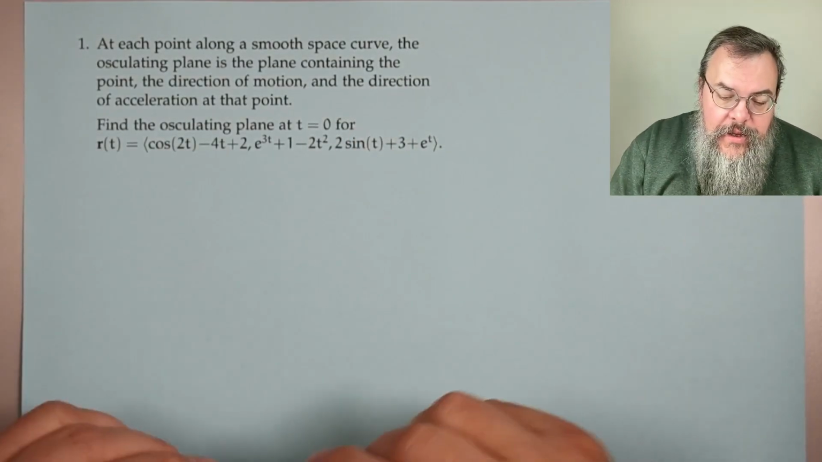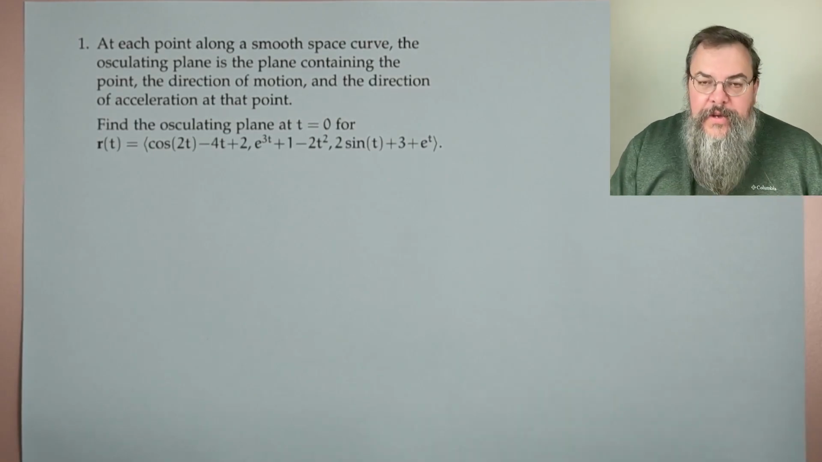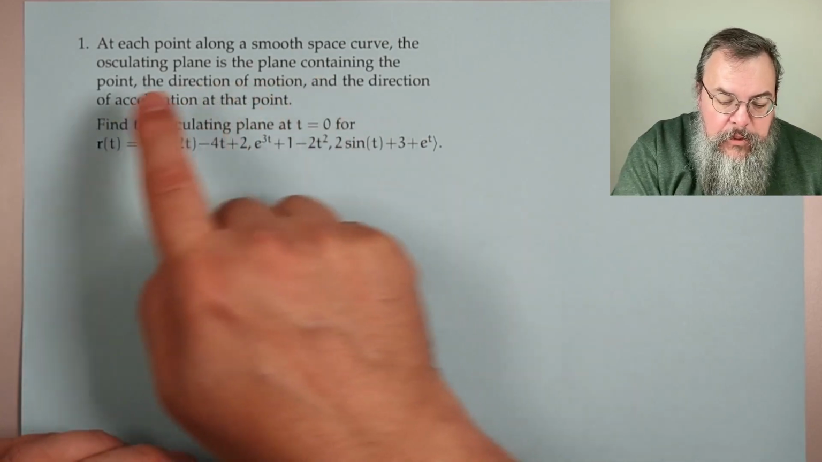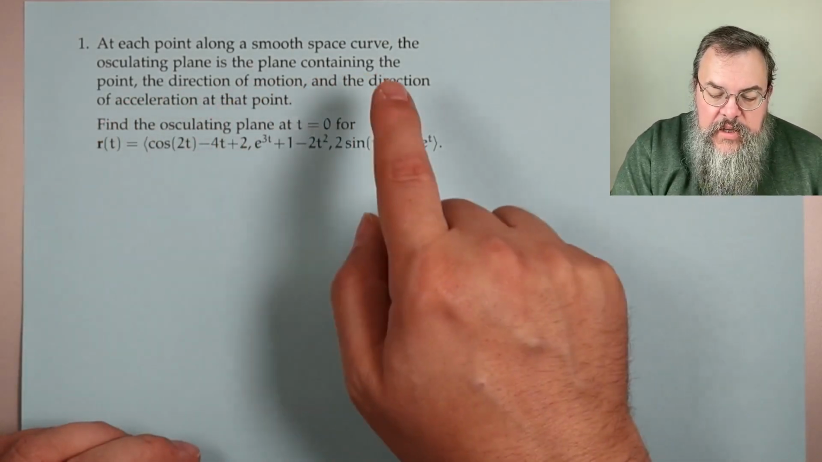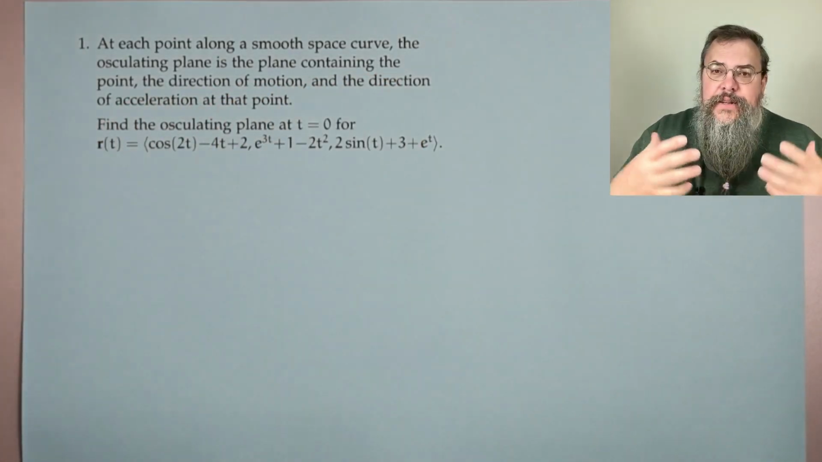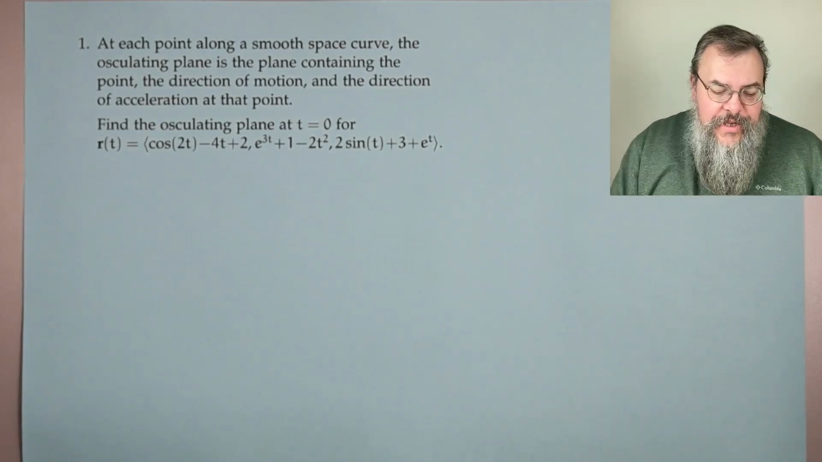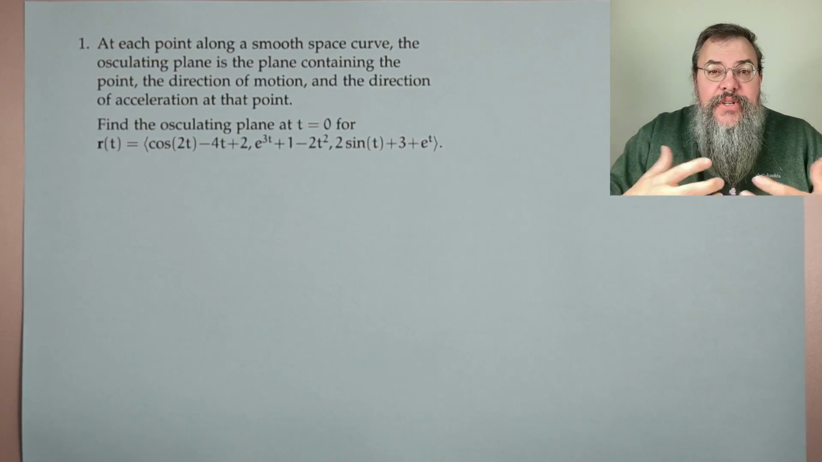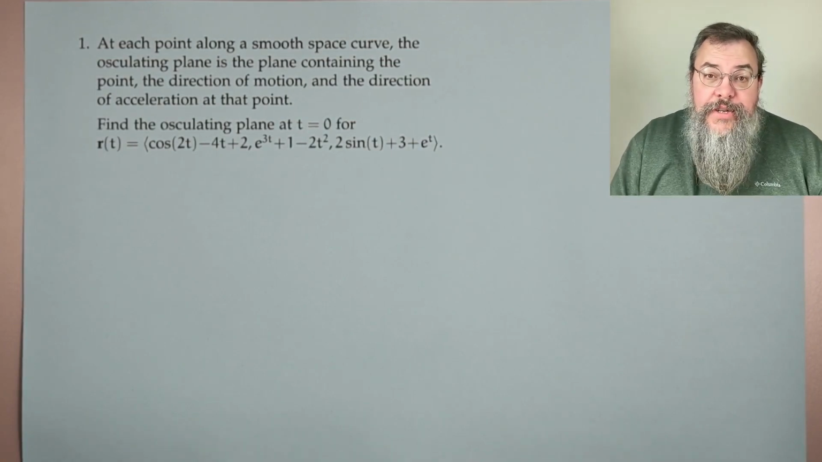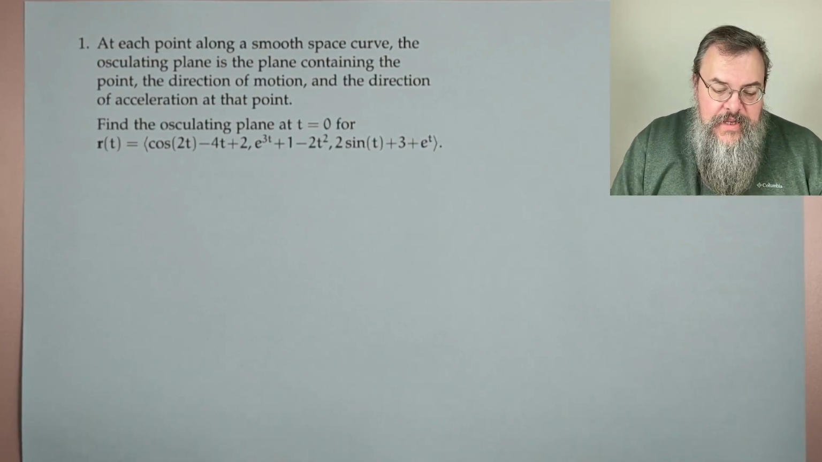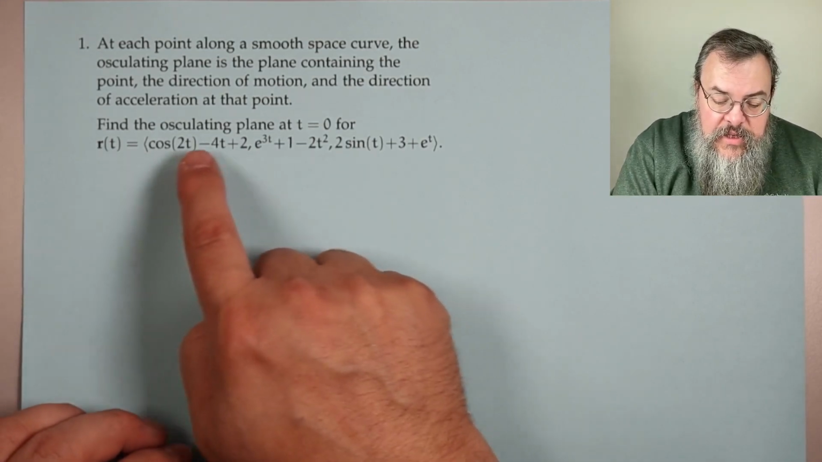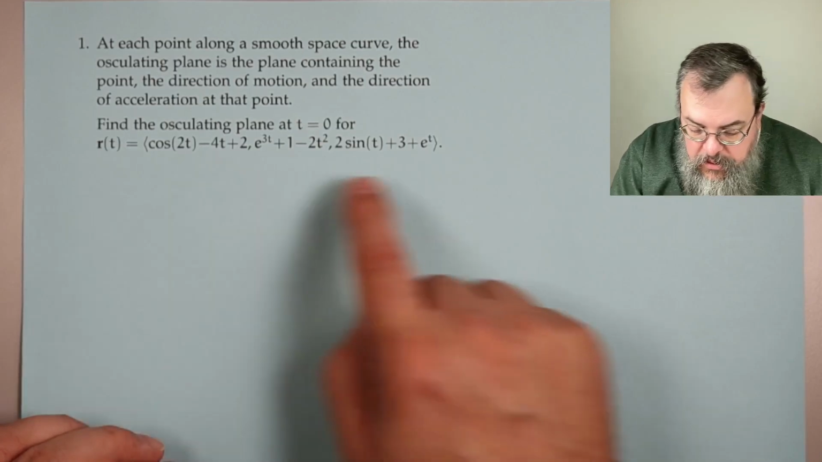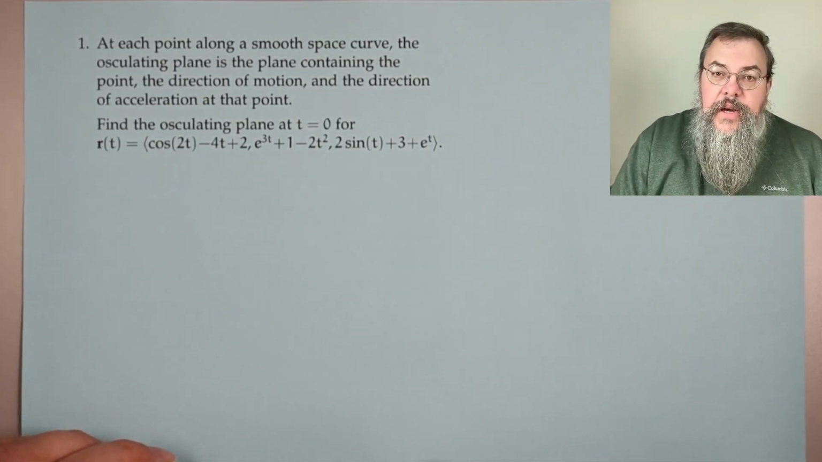At each point along a smooth space curve. All right, so we have a curve. The osculating plane is the plane containing the point, the direction of motion, and the direction of acceleration at that point. It's more or less telling us what the osculating plane is. It's essentially saying, let's find the plane that captures the important pieces of information about what's happening with that curve. So, find the osculating plane at time t equals 0 for, oh my gosh, there's a lot of stuff here.